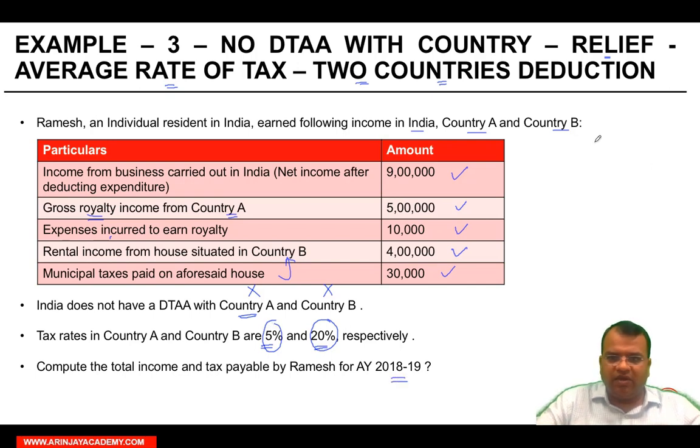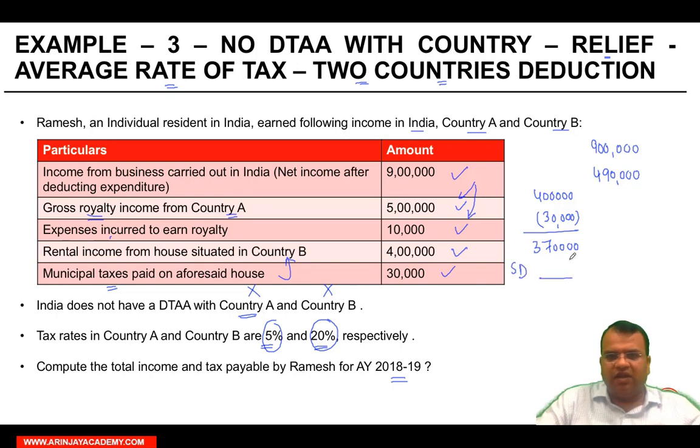तो अगर मैं रमेश की इनकम देखता हूँ, बिजनेस इनकम तो 9 लाख हो गई, रॉयल्टी 5 लाख मिली, उसमें 10,000 एक्सपेंस हो गया, तो यानी ये इनकम कितनी हो गई? 4,90,000. रेंटल इनकम कितनी है? 4 लाख की. इसमें से म्यूनिसिपल टैक्सेस पे किए 30,000 के, ये हम कम कर देंगे, वी विल गेट 3,70,000. इसके अलावा इनको क्या मिलेगा इसमें?